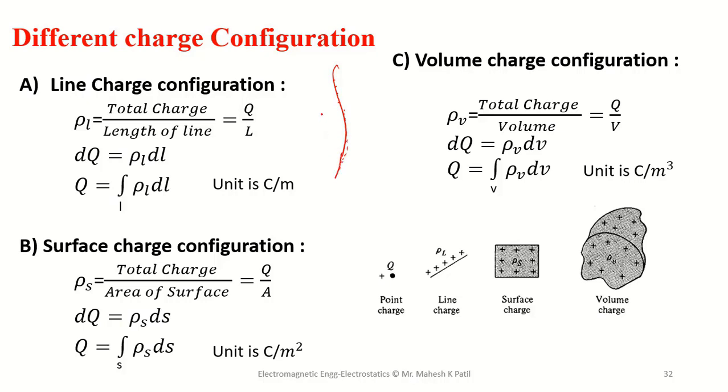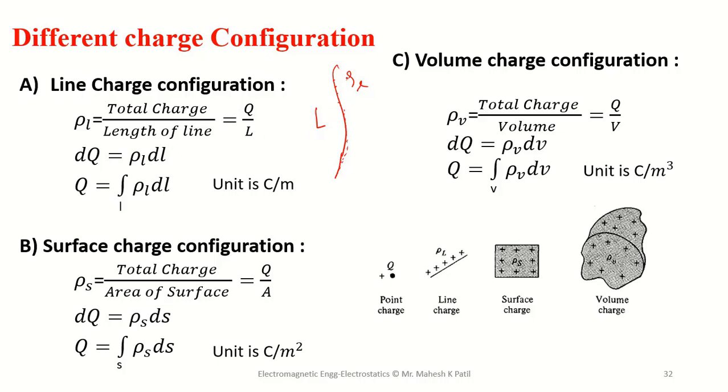So the length of this line charge is, let, L and Q is the number of charges present in this line charge. And rho L is the line charge density. So the rho L for this line charge is given by total charge present in this line divided by total length of this line. Therefore rho L equal to Q upon capital L. So Q is the number of charges, upon L, the length of this line charge.